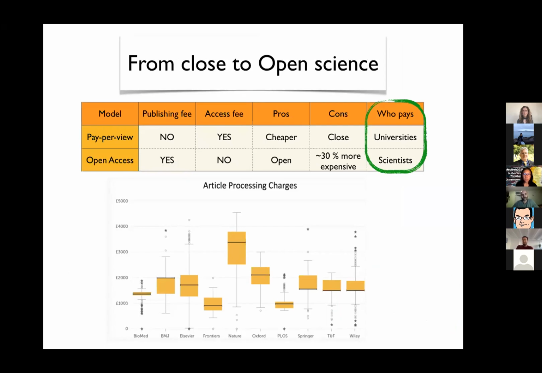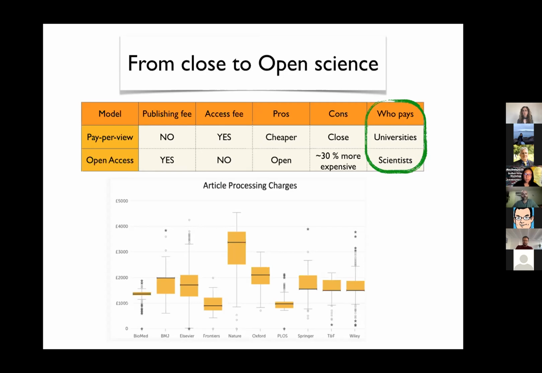In the pay-per-view model, the closed model, which was popular in previous years, you do not pay for publishing a paper. You don't have a fee for publishing, but you do have a fee to access these papers, to access science. On the contrary, with open access, you don't have any fee to access the paper, so the science is completely open, but you do have a fee for publishing science. Of course, the open access system is much better because it's completely open to the general public, which is eventually the one who pays for the production of science, but let's say it's slightly more expensive.